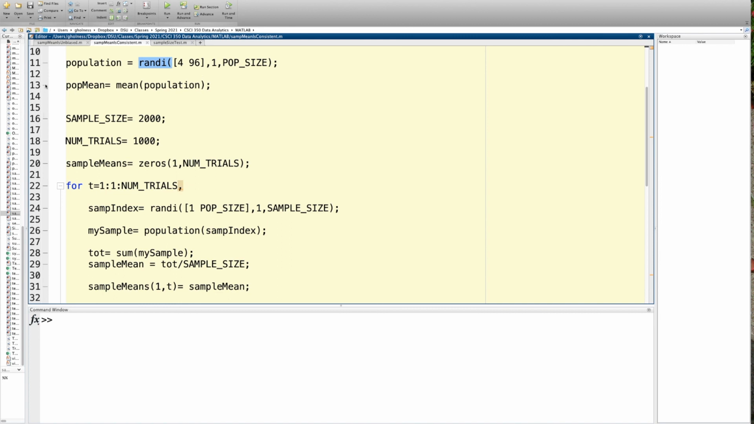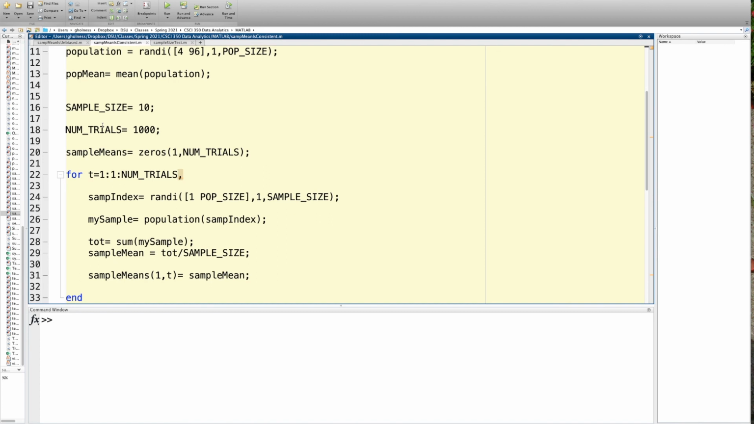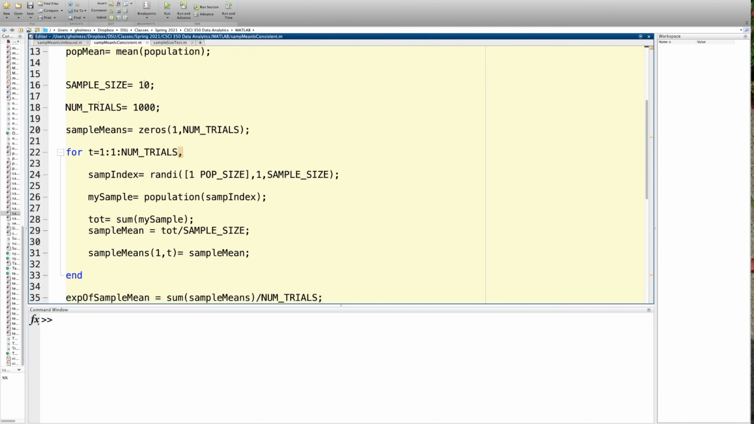So now, in line 13, we calculate our population mean. Of course, because I'm constructing this population artificially, you won't in practice get to see this, but because I'm using it as the example population, you get to see it in the simulation. So now I'm going to set a sample size. What if I make this sample size 10? So I'm going to select 10 people randomly within my population of size 10,000. And I'm going to do that 1,000 times.